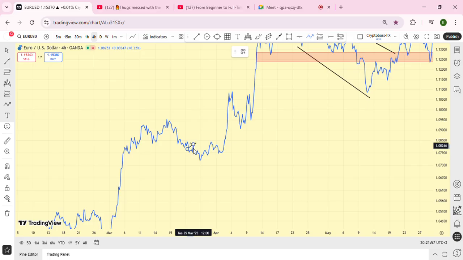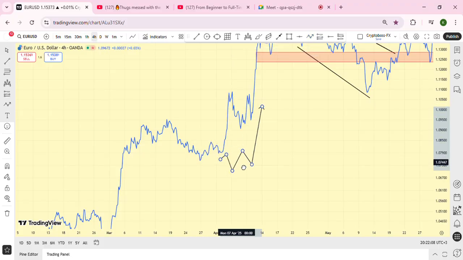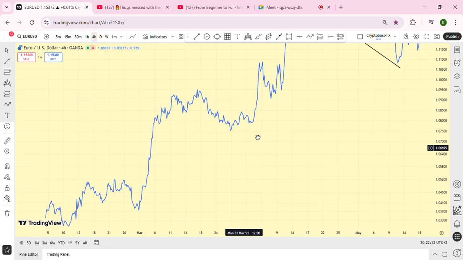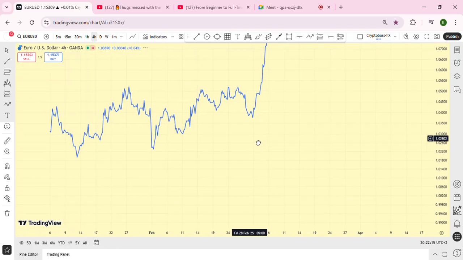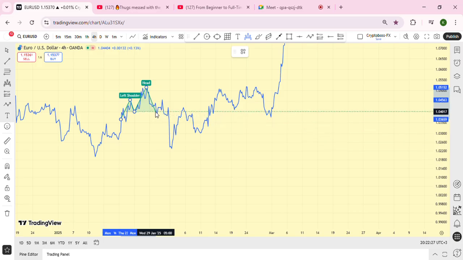We have this shoulder, the head, and then the other shoulder, and then the market moves up. Do you see that? Yes, I see it. That is another one. We have a head and shoulders here. We have a shoulder, the head, and then we have the other shoulder. Can you see that one?